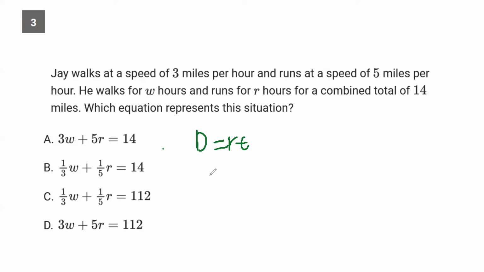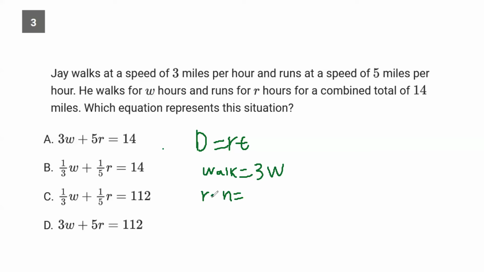So W, right, let's find the distance for walking. So that'll be walking, I'll just call it walk, equals the 3 miles per hour, which is his rate, times W. And then his run, right? I'm going to make this U look like a U and not like an A. So the run, right, is about 5 miles per hour.